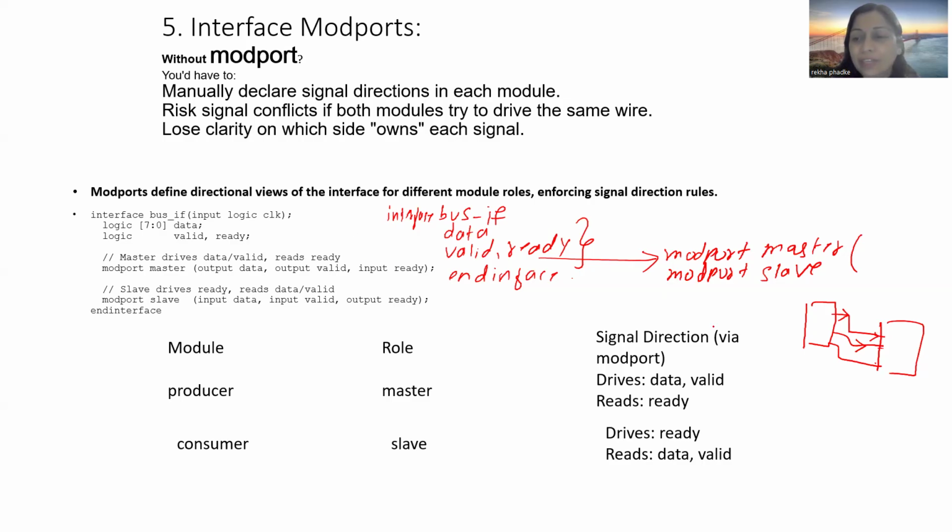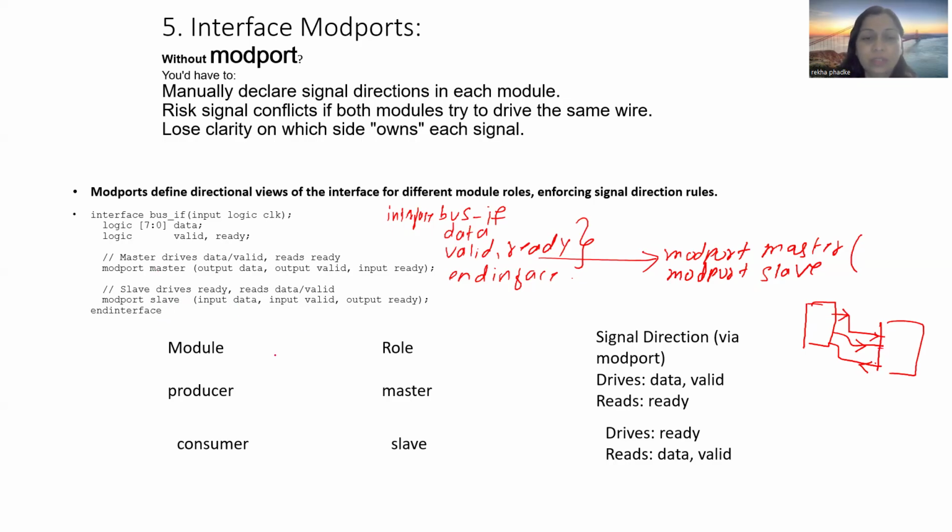And then we have ready. Ready is nothing but the slave telling when it is ready to take the data. So that becomes an output for the slave, and the master will be waiting for the slave to send the signal on the ready signal, so that becomes an input, right? So we have master and slave with data, valid and ready having meanings which are different for master and slave respectively. So we need to mention the directions there, and that is how we have done it.